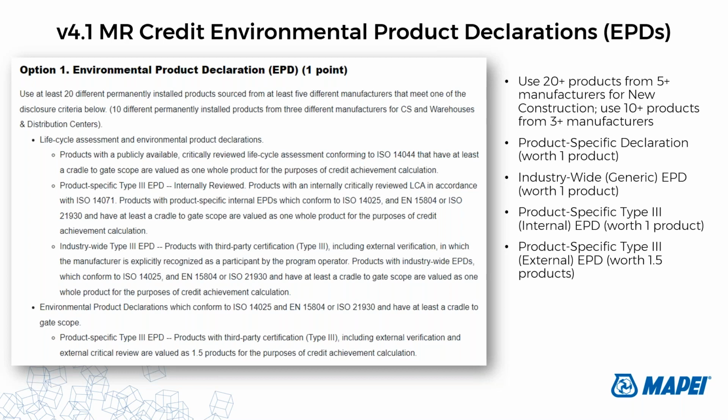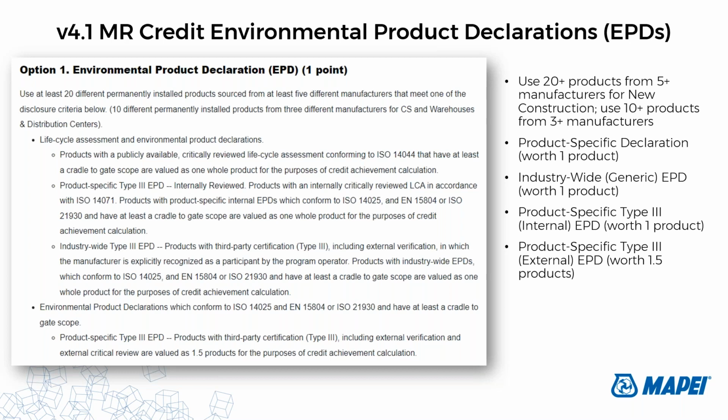So as I mentioned, this EPD credit requires that project teams use 20 different permanently installed products sourced from at least 5 different manufacturers. This does not mean that you get 20 points for 20 EPDs or 1 point for using a MAPEI EPD. Unfortunately, it's not that simple.